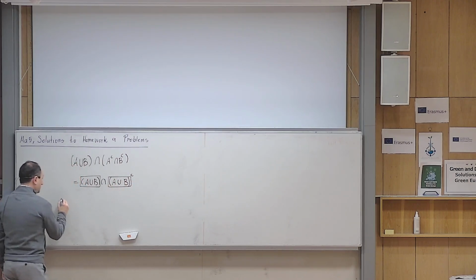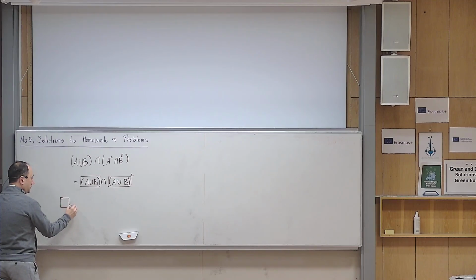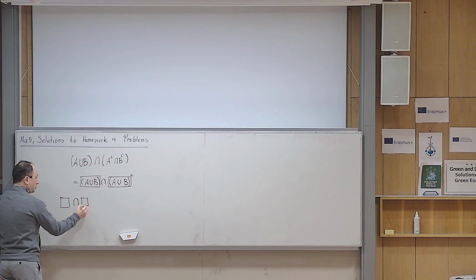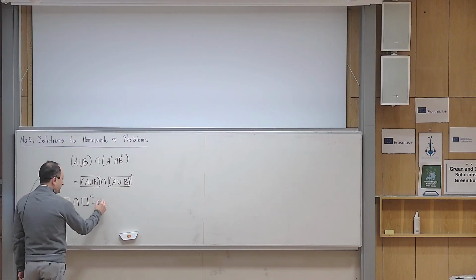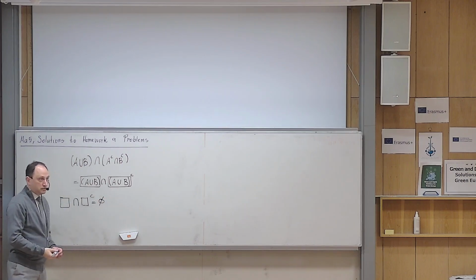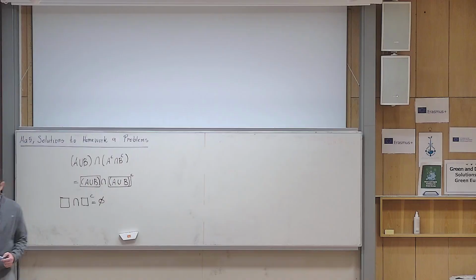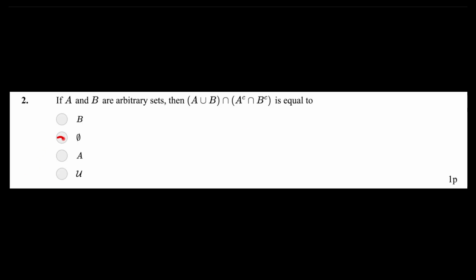So I have this scenario. I have a set intersect with its own complement, whatever this set is. The result is always the empty set. So the answer to this part is just simply the empty set. Yes? Is that right? Okay.